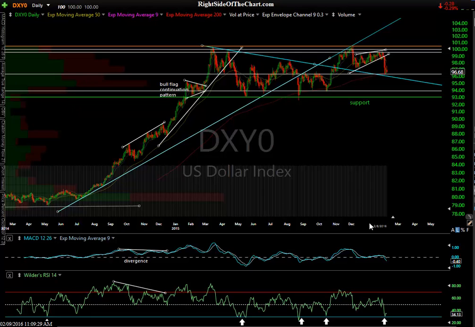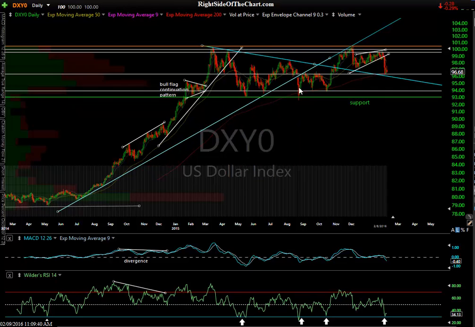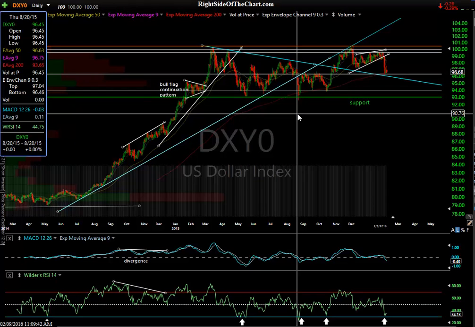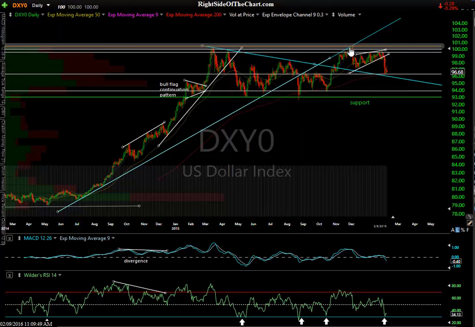This is the U.S. dollar index, looking at it from a daily time frame. Let's take a look at what's happened in the dollar. This was a primary uptrend line on the dollar, which broke down back in the middle of last year, around late August. It broke down, back tested, came up, made a higher level back test, and has so far rolled over.